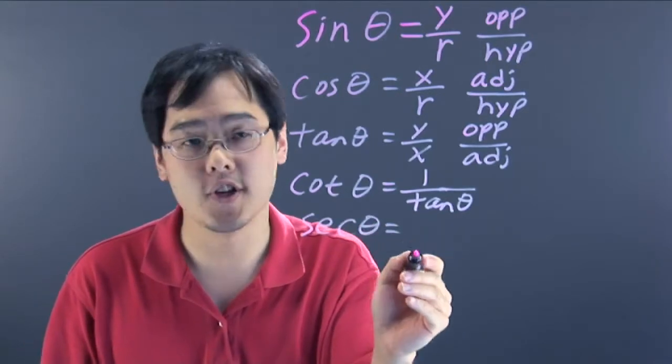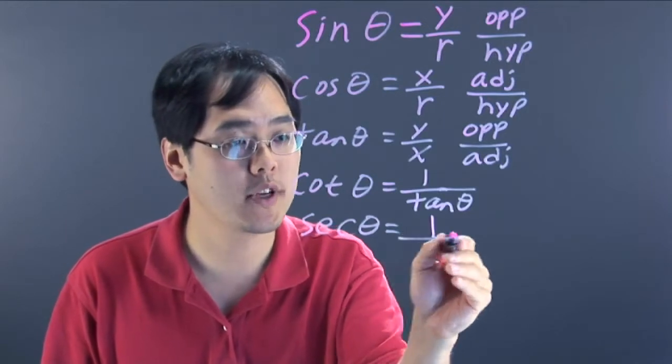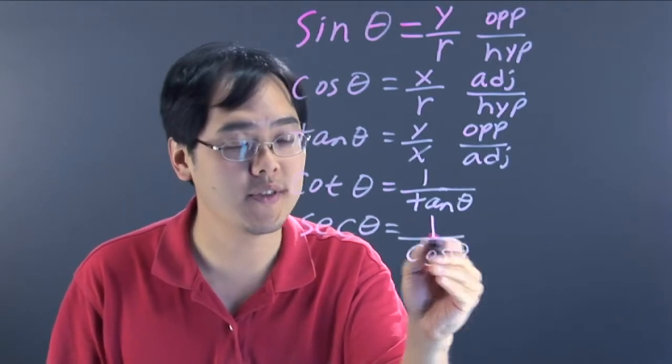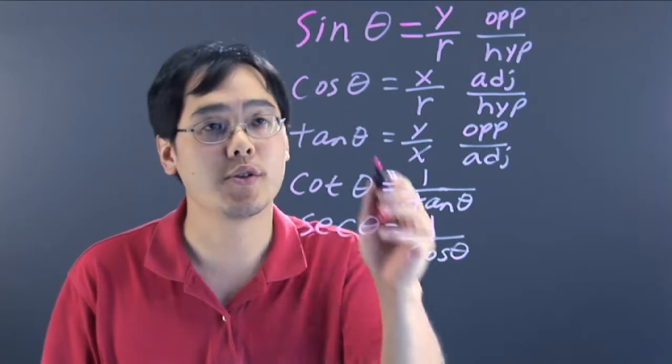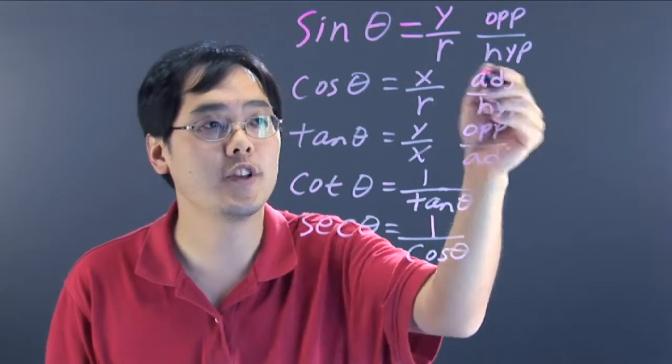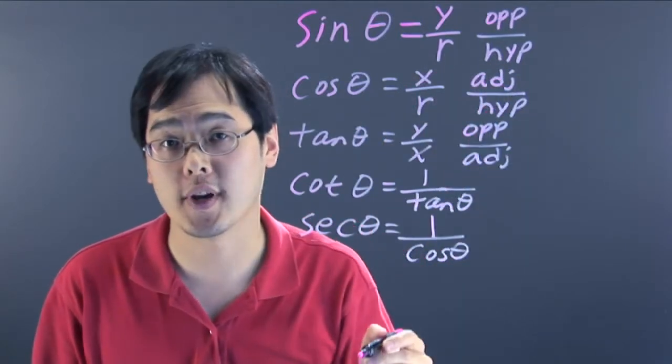The secant definition can be thought of as the reciprocal of the cosine function. So you can think of a secant as 1 over cosine. So think about the cosine definition and then flip each fraction depending on what it is that you're working with.